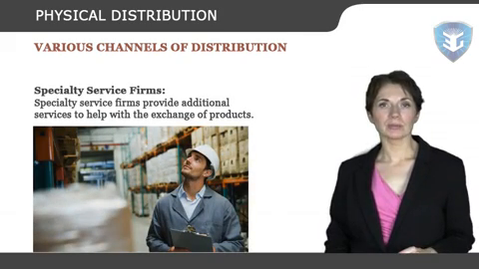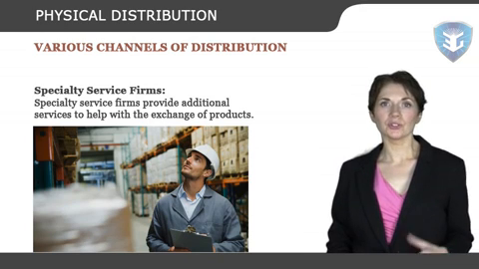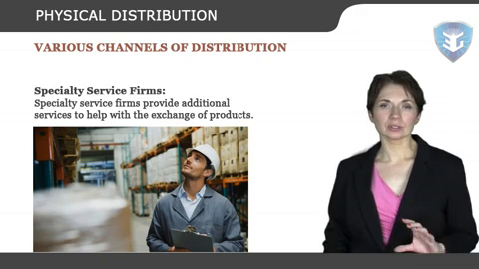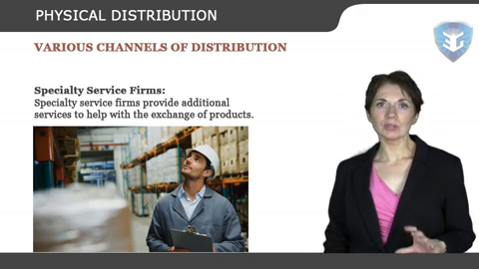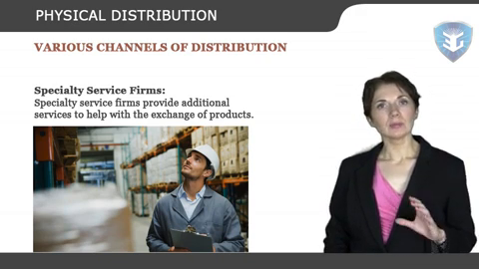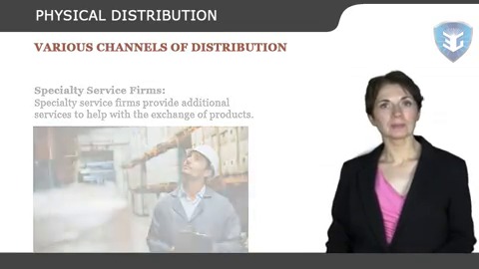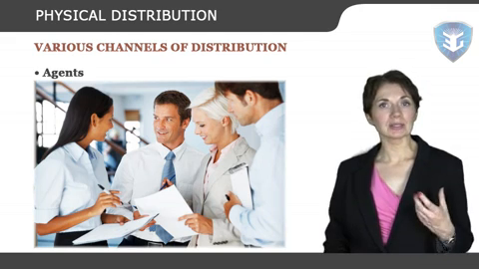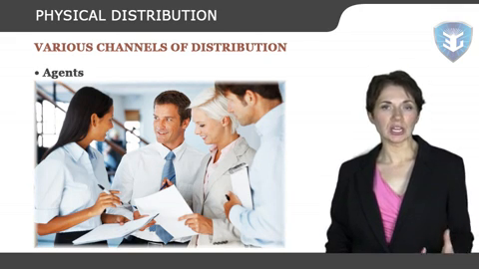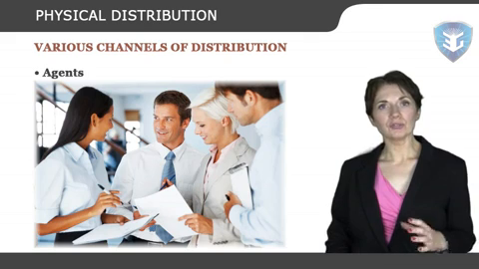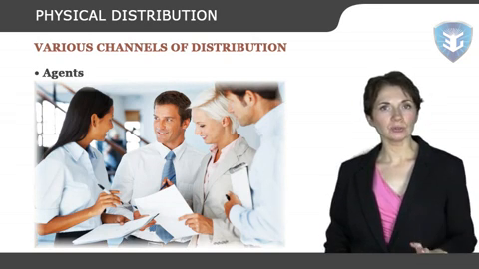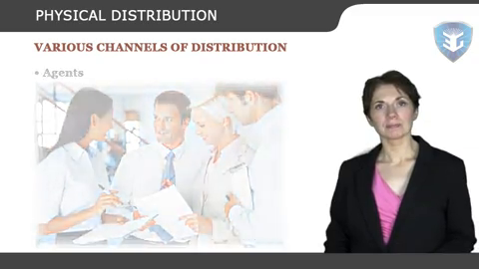Specialty service firms. Specialty service firms provide additional services to help with the exchange of products, but generally do not purchase the product. That is, they don't take ownership of it. The most common categories are agents, organizations that mainly work to bring suppliers and buyers together in exchange for a fee. Manufacturers' agents and selling agents are the two major types used by producing firms.